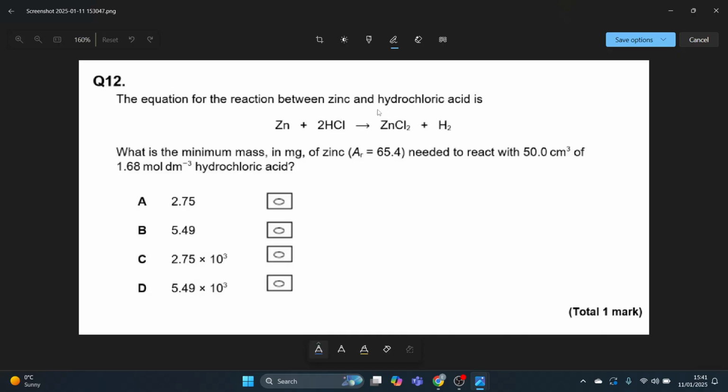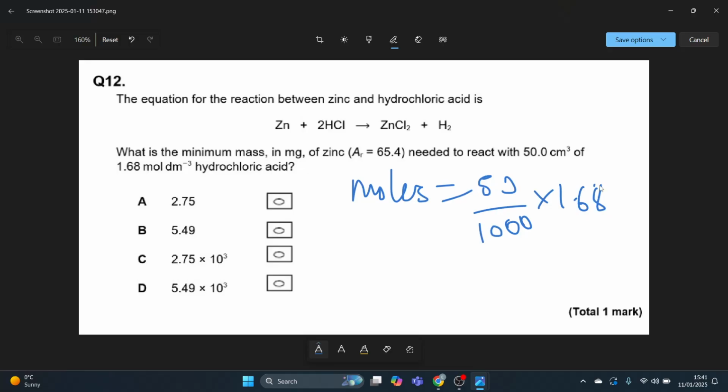The equation for the reaction between zinc and hydrochloric acid is that. What is the minimum mass of zinc needed to react with this much hydrochloric acid? So I find out the moles of hydrochloric acid by doing concentration, converted to moles per dm cubed, times by the volume. 50 divided by 1000 times by 1.68. That's the moles. That will give me 0.084 moles, and that's of HCl.